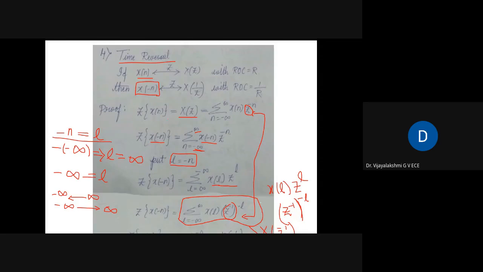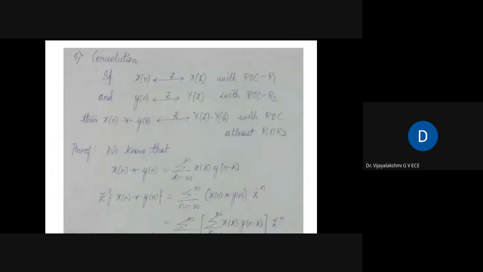As I said, the time reversal property says that if you reverse a sequence in the time domain, that is x of minus n, then in its corresponding z domain, the z will get inverted. So you can see that x of minus n is resulting in z inverse. So this is about the time reversal property.